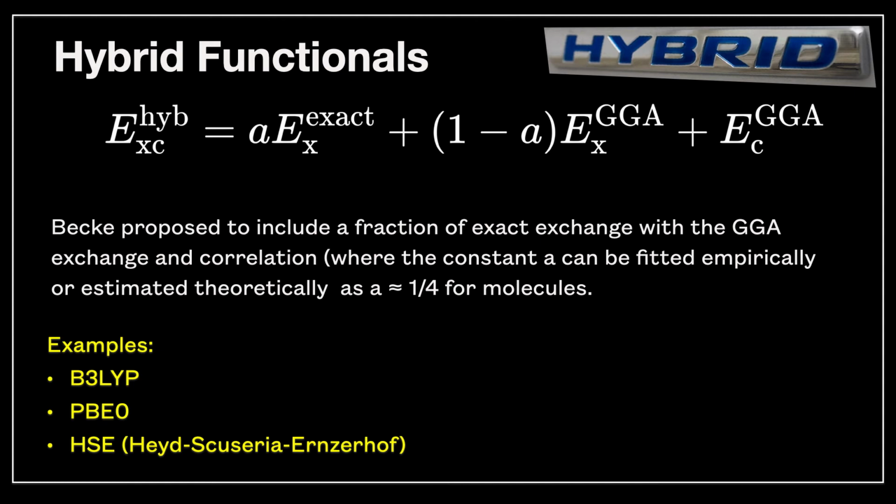B3LYP, which is Becke for B, and LYP, which is from the GGA I already described. PBE0, which is the PBE plus exact exchange, and HSE, so Heyd, Scuseria, and Ernzerhof. Those functionals are very well known. It's typical for quantum chemists to use B3LYP. These are functionals that have been parameterized using large databases.